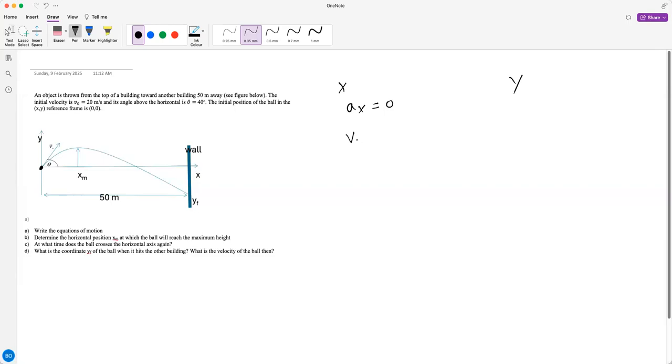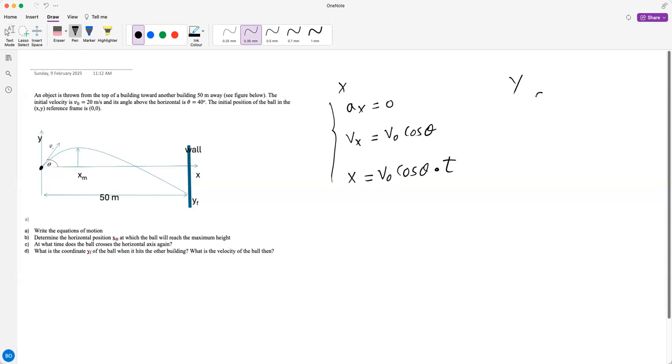And then the initial velocity is a constant. The velocity is constant since the acceleration is 0. So the velocity will be the projection of the initial velocity along the x-axis. And then the position will be the integration of the velocity, which means v0 cosine theta times time. These are the equations of motion along the x-axis.